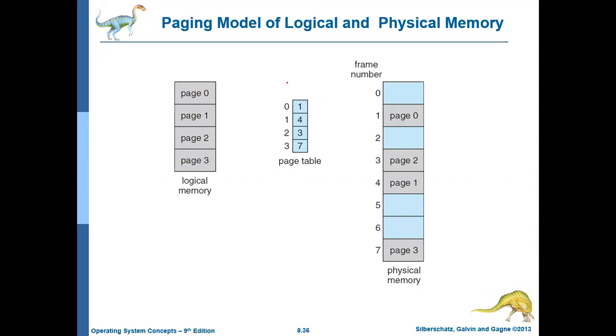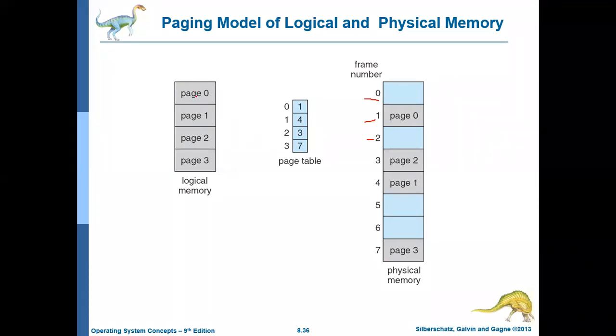Then a page table will be there. If you are having 4 pages, numbered 0 to 3, every page will have a corresponding frame number where it is going to be stored in the actual memory. Let's say 1, 4, 3, 7 are the frame numbers corresponding to every page. Now this is the physical memory, which we have divided into frames: frame number 0, frame number 1, 2, 3, and so on. Frame numbers will be there.